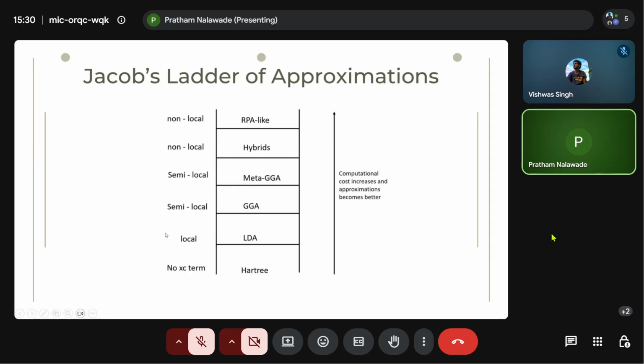Like how LDA was local, to get the energy density at one point you only consider the local behavior of the charge density, while GGA was semi-local. You consider the local charge density and also the variation in that. You have much more advanced approximations, but obviously the computational cost increases as you use more and more mature approximations.